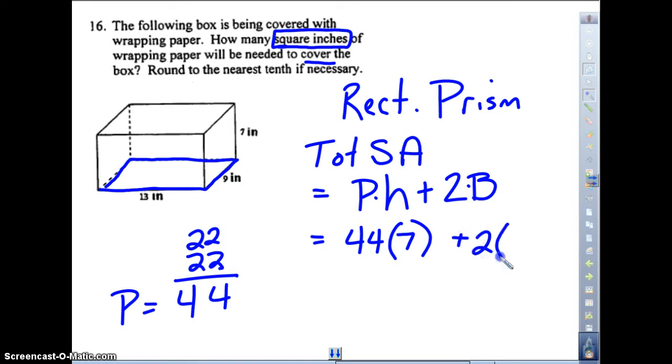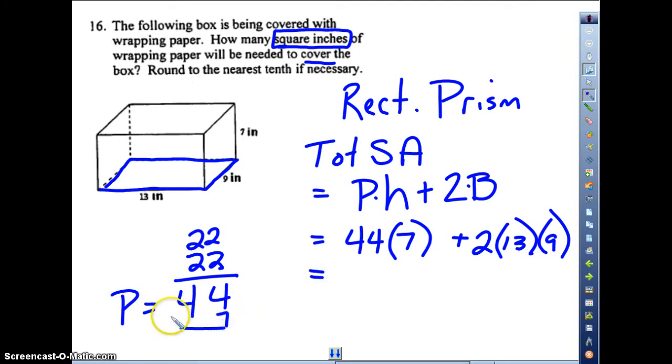2 times the area of our base. How are you going to get the area of the base? Yeah, 13 times 9. Length times width. Man, if you can get that set up, that's the hard part. Now we're just calculating.